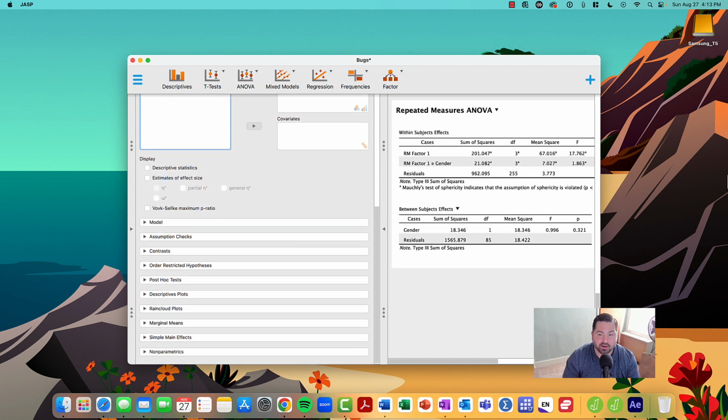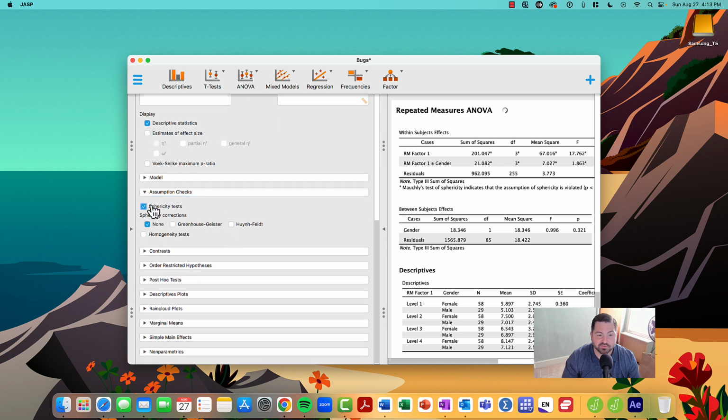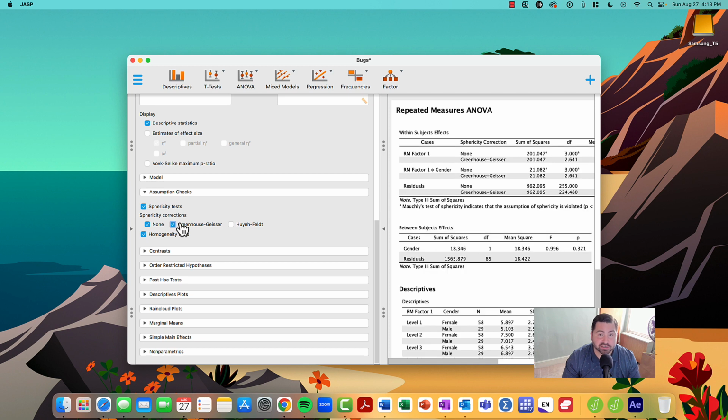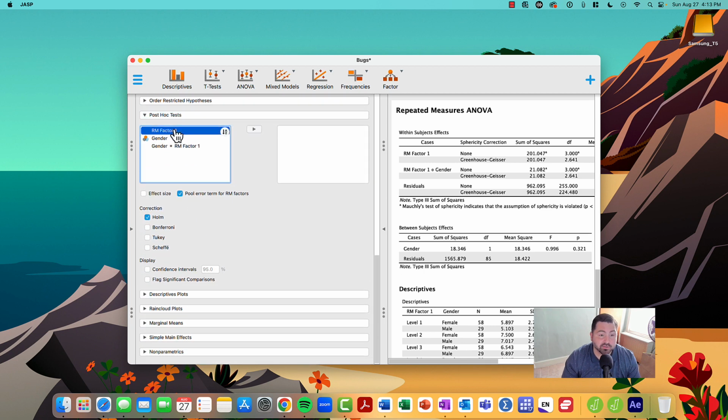Now we have our output here, but before we look at it, let's make sure that we select descriptive statistics. Let's check for our basic assumptions of sphericity and homogeneity. Let's make sure we have Greenhouse-Geisser in case the sphericity assumption is violated. And let's make sure we have our post-hocs in place. When we run post-hocs, we need to make sure that we have it for both the repeated measures component, the independent groups component, and the interaction component. Let's make sure we're Bonferroni corrected and our confidence intervals are set to 95%.